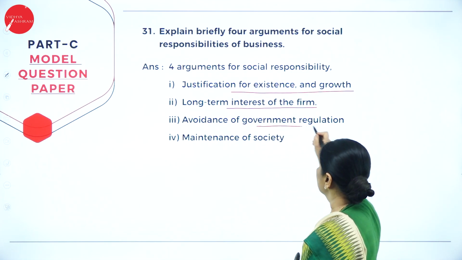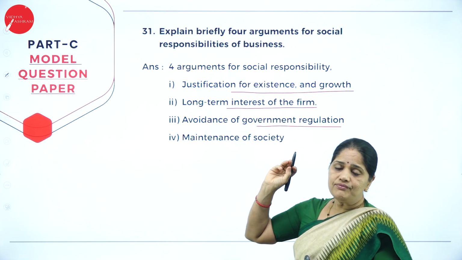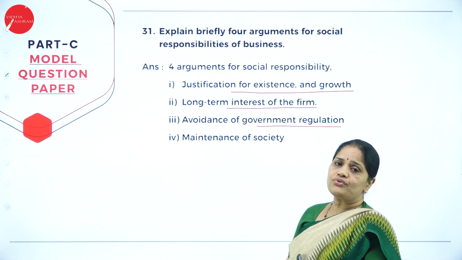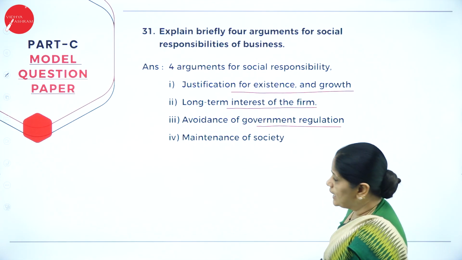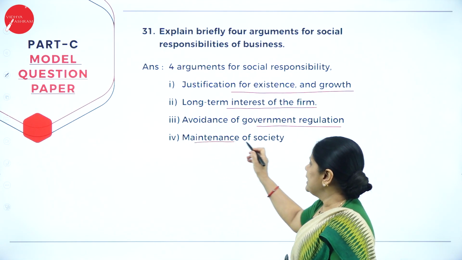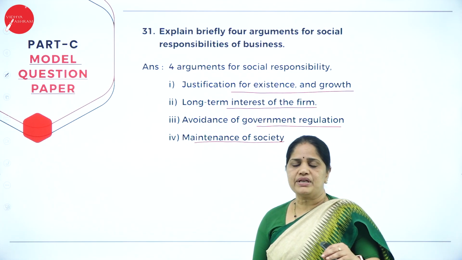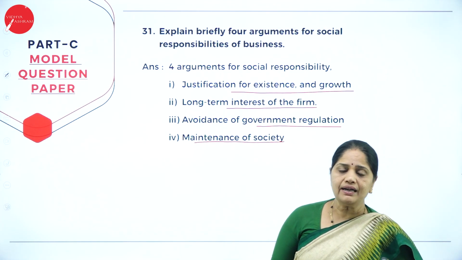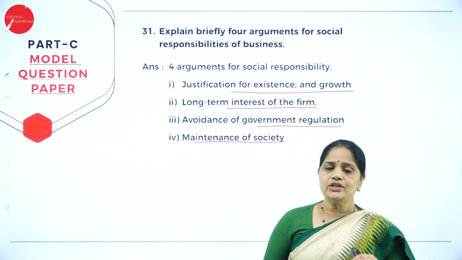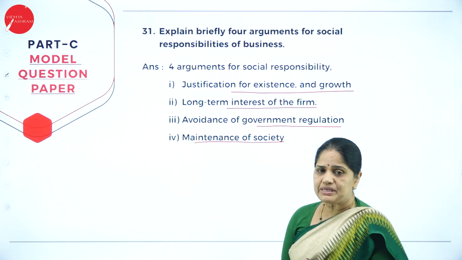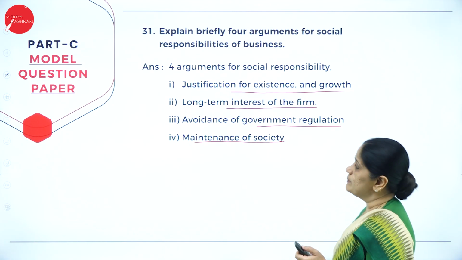Then avoidance of government regulation. Some firms, in order to avoid government regulations, themselves come forward and be socially responsible. Then maintenance of the society. If the society is at peace, the business also will be at peace. So in order to maintain the society, it becomes the responsibility of every business to have social responsibility.